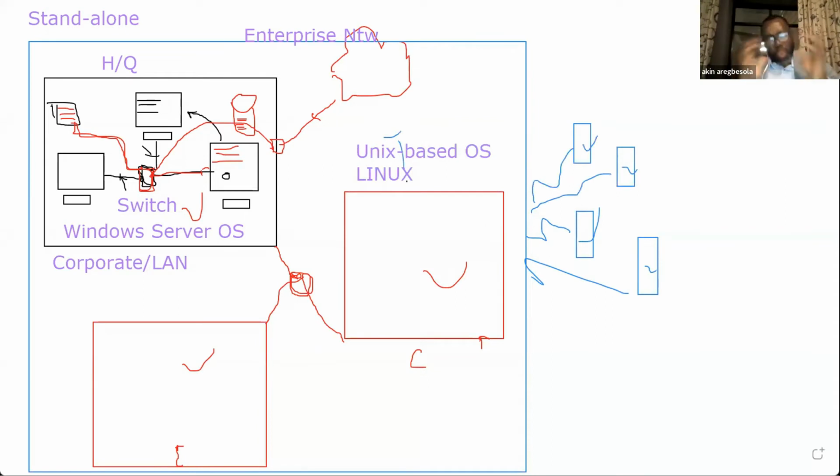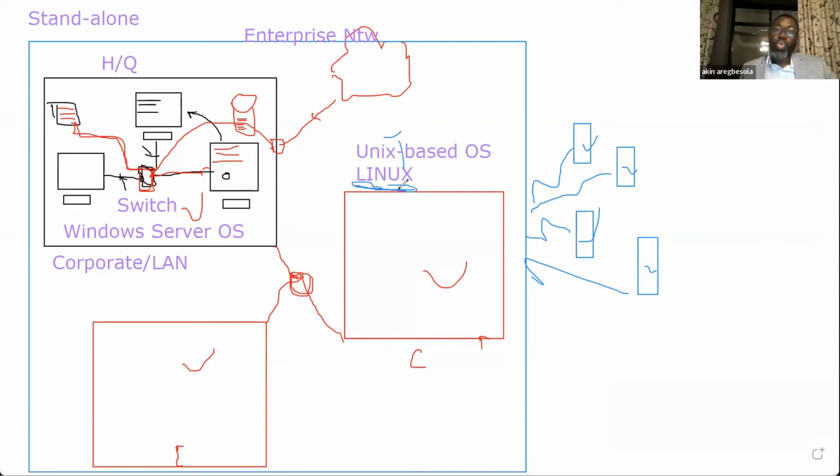So for small networks called corporate networks, Windows Server operating system would manage all of the computers fine. But for big networks called enterprise networks, Windows Server will not do it. You need a more robust, a more stable, a more versatile, a more dependable, all the good words, operating system. And that operating system will be Linux.